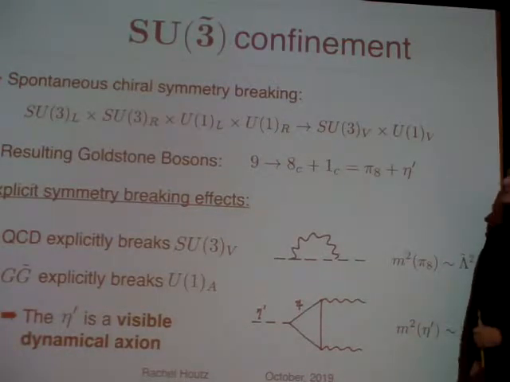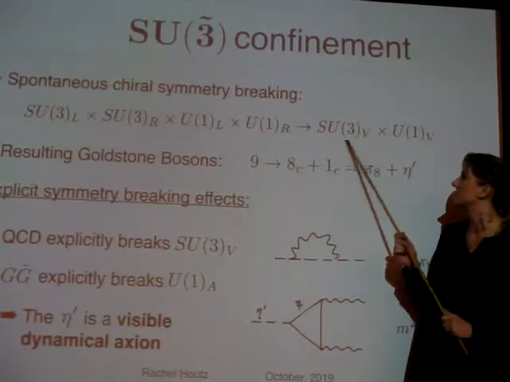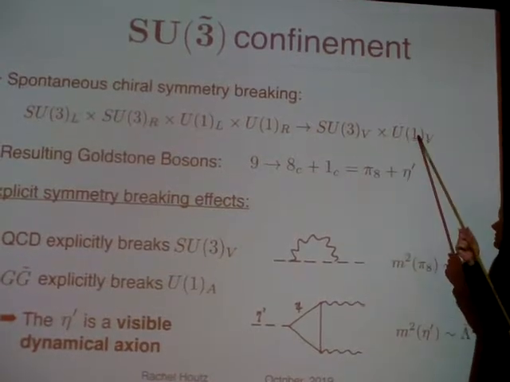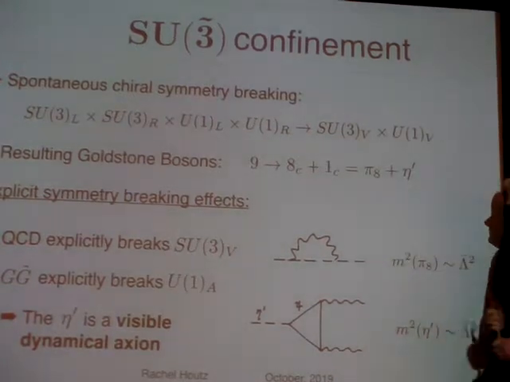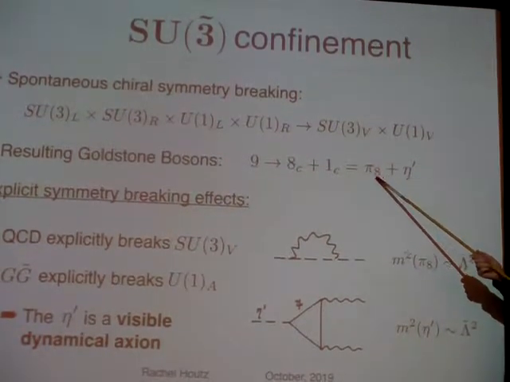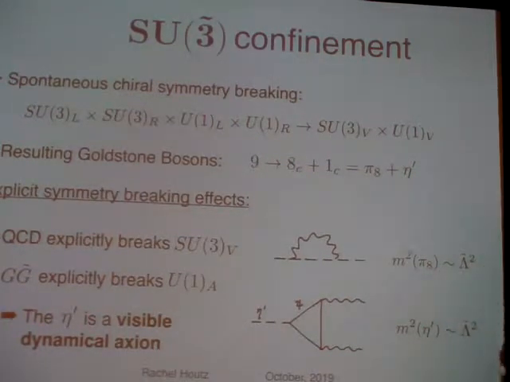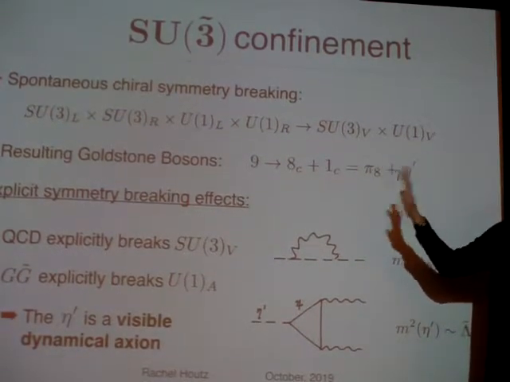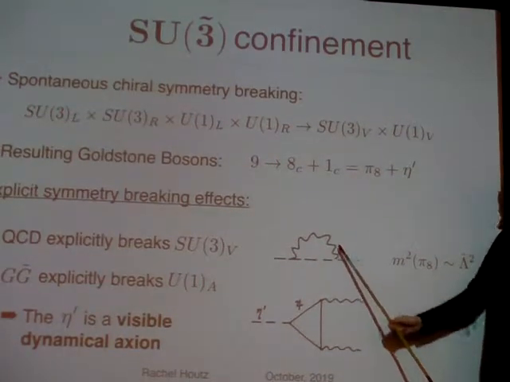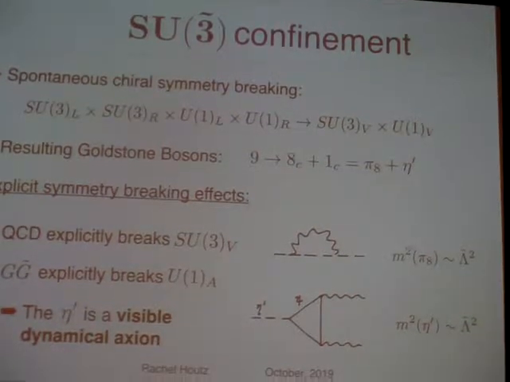After the spontaneous chiral symmetry breaking, you have 9 Goldstone bosons, and their charges under the SU(3) flavor group are 8 and 1. These are their charges under QCD: you have an octet charged under QCD, that's a pion, and then you have an exotic eta prime. So what are the explicit symmetry breaking effects? QCD explicitly breaks the SU(3) vector symmetry of the exotic group. So QCD is going to interact with the pions, and it's going to drive their mass up to the confinement scale, the same way photons change the mass of the pions in QCD.